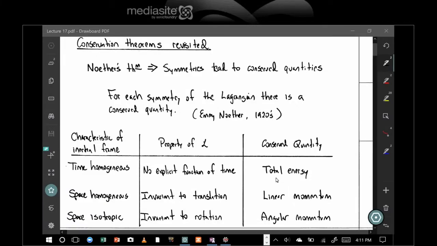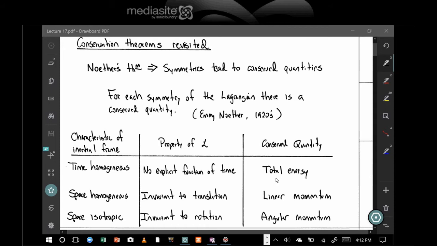I'd like to talk about conservation principles in the light of Lagrangian mechanics. One thing we learned is that just from looking at the functional form of the Lagrangian, we can determine whether quantities like angular momentum or linear momentum are conserved. So this is a good point to step back and look at conservation principles, specifically conservation of energy, linear and angular momentum, in a much more sophisticated context.